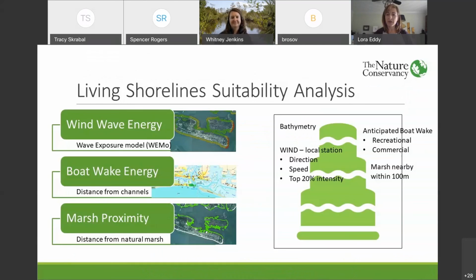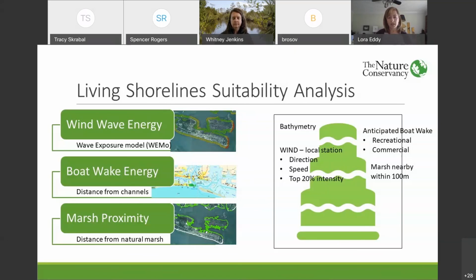So to give you some more details of what's baked into the analysis the tool is based upon, we have 3 factors: wind wave energy, boat wake energy, and proximity to marsh. To go a little bit more into that, the wind wave energy is based upon NOAA's wave exposure model. That was used to determine the shoreline wind wave energy at 50-meter points along the shoreline. And this model uses bathymetry, or that contoured map of the bottom, adjusted by 1 meter to account for the tidal range that we see in this region. So that's baked in there.